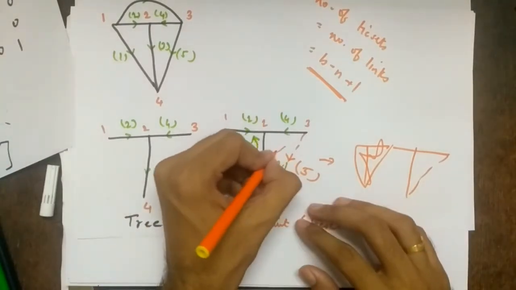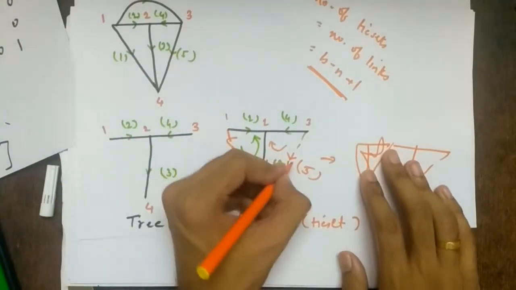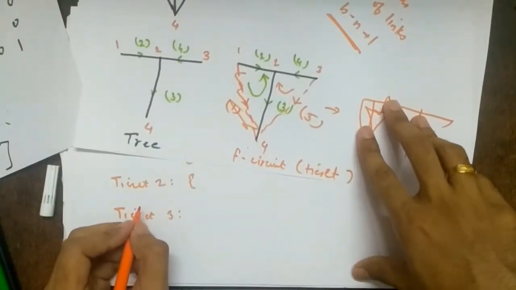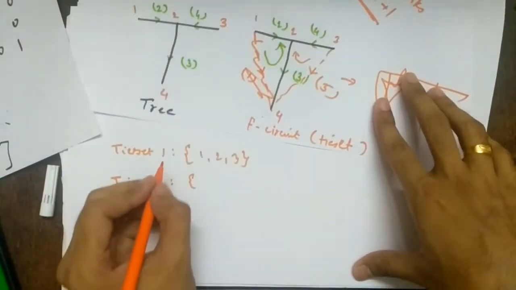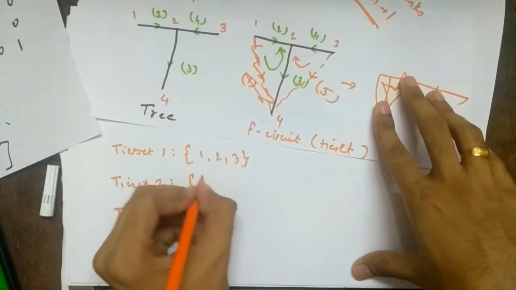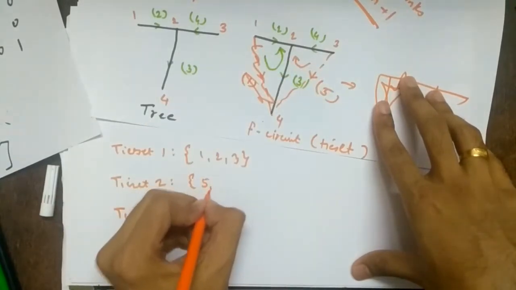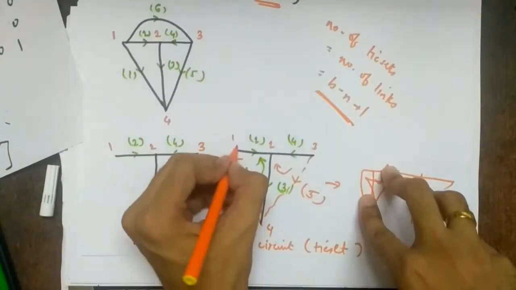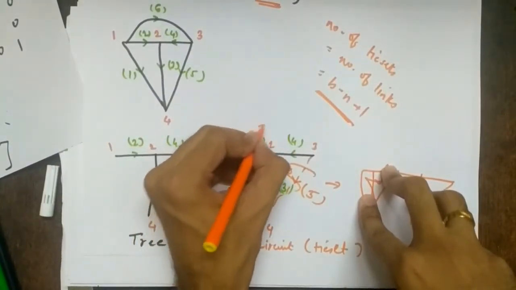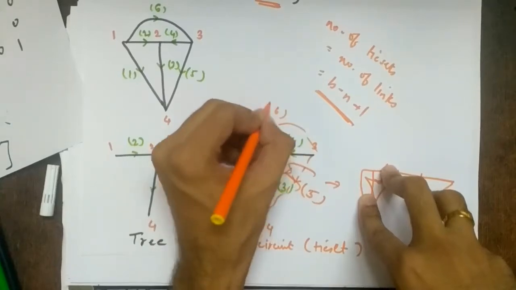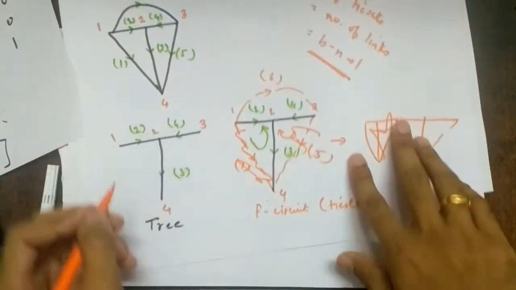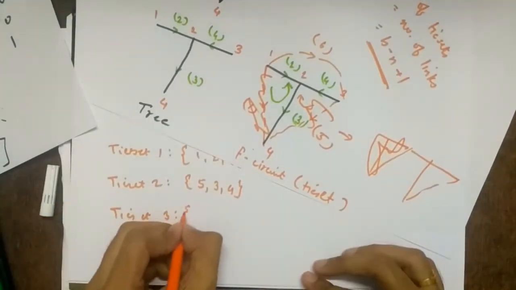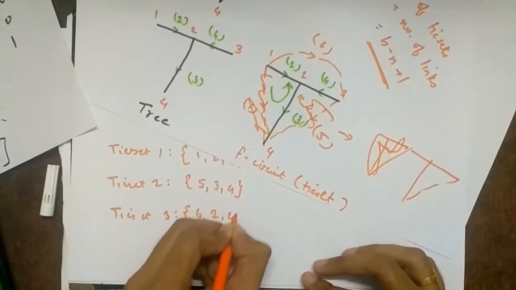So I have to take this orientation, remember, right? So branches 5, 4 and 3, so 3, 4, 5, right? First we write the branch of the link: 5, then 3, then 4. Similarly, finally we left this link, so this won't be there. So this is 6, then 6, 2, 4.